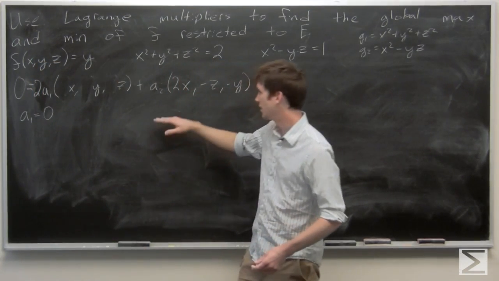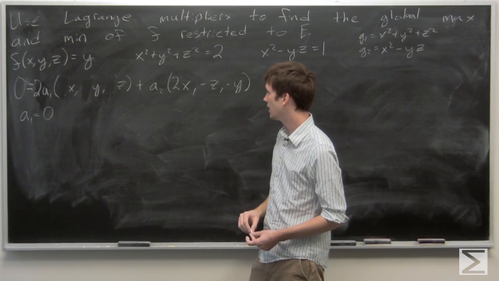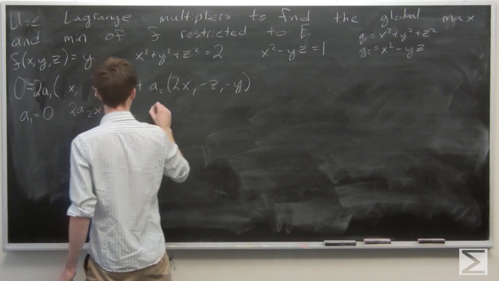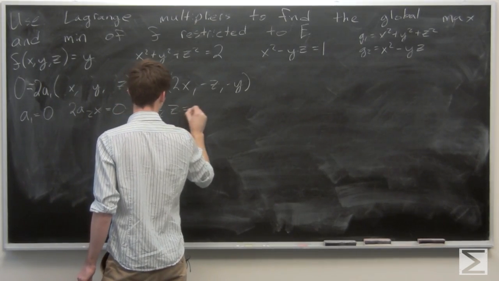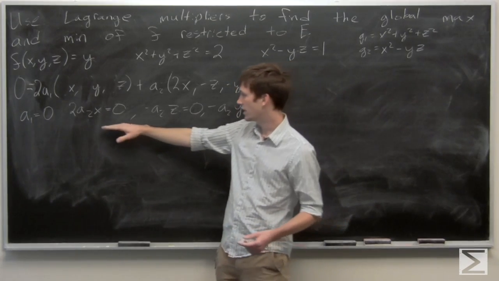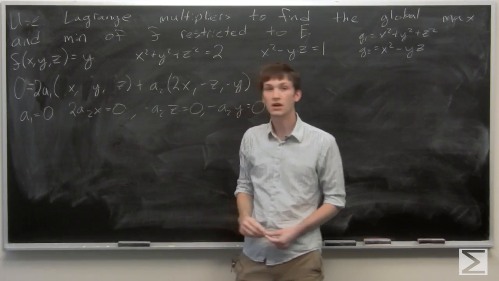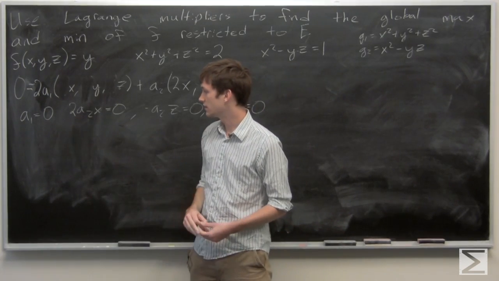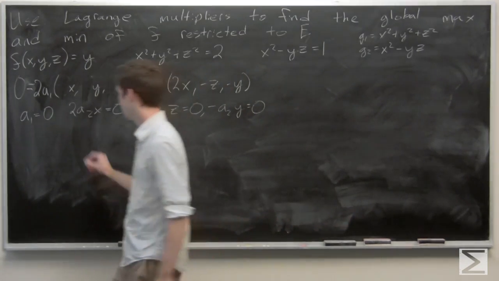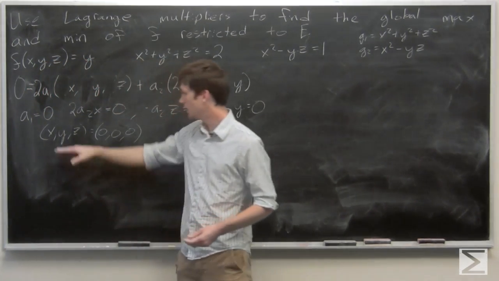Well, if a1 is equal to 0, then that means that a2 times 2x equals 0. And we have the following three equations that we need to be satisfied. But we can't have a2 equals 0 since that's a trivial combination of our two. So if a2 is non-zero, then that implies that x is equal to 0, z is equal to 0, and y is equal to 0. So x, y, and z are equal to 0.